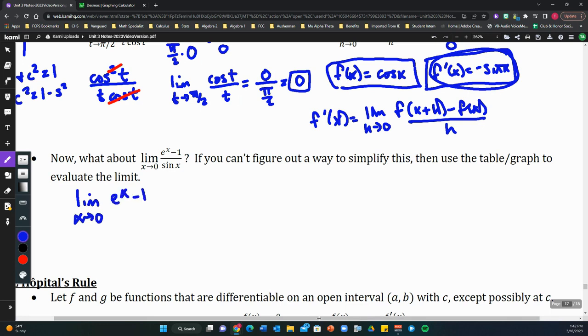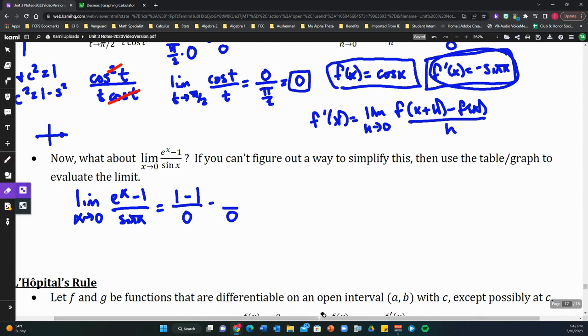If I tried to use direct substitution here, I would get e to the 0 is 1, minus 1, over sine of 0, which, again, angle of 0 is on the positive x-axis, so the y-coordinate there is 0. So that creates 0 over 0. If that is our result here, again, that is an indeterminate form.